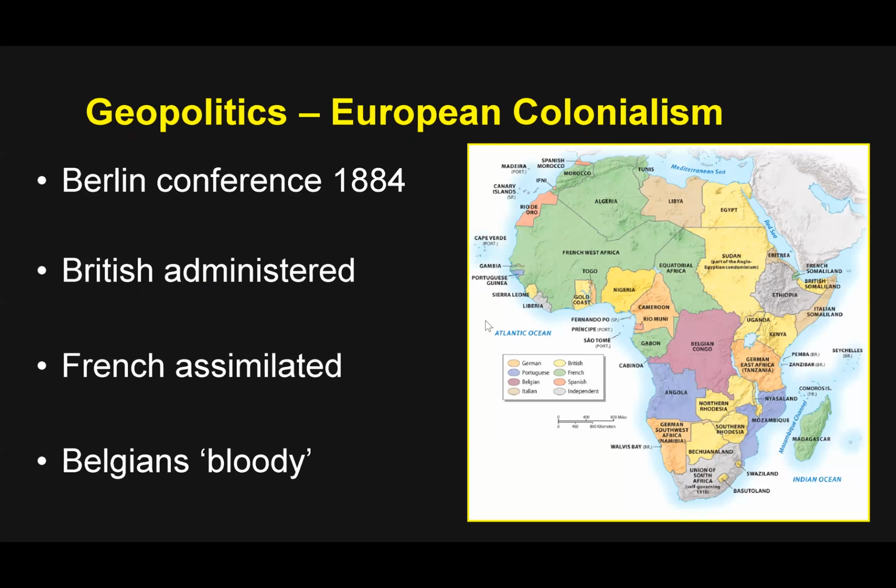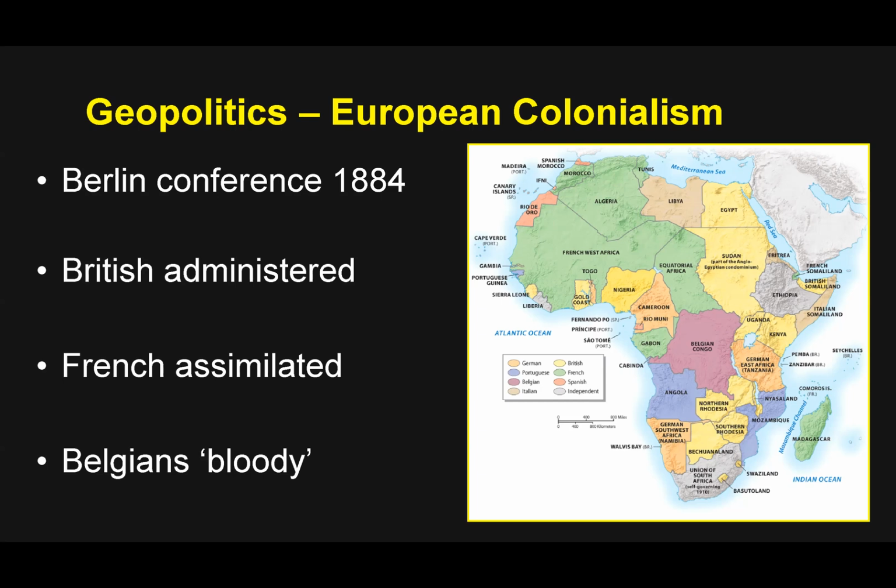Now, as they were exploring, some of these European countries started running into each other as they were exploring the interior of Africa. So in 1884, they got together in Berlin, Germany, and had a conference, aptly called the Berlin Conference. And they sat down with a big map and they divided it up amongst themselves. No Africans were present or had any voice in this. So the Europeans just divided it up amongst themselves so they could avoid conflict amongst each other.